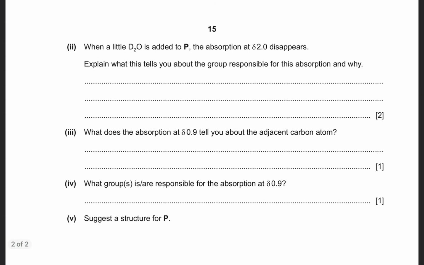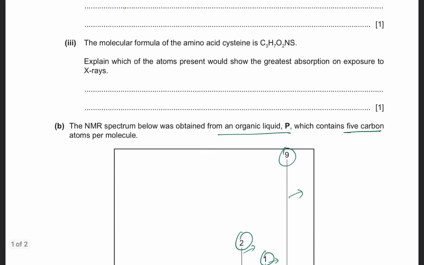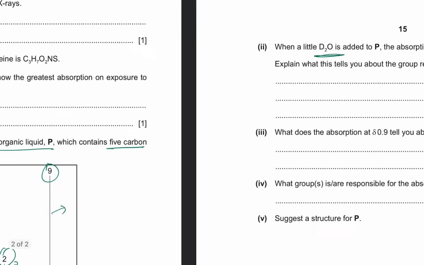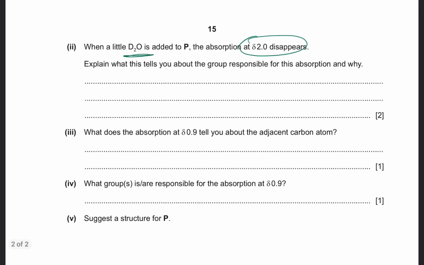Okay, then the next part says that when a little D2O is added to P, the absorption at chemical shift 2.0 disappears. This one will disappear on adding D2O, right? So explain what this tells you about the group responsible for this absorption and why.